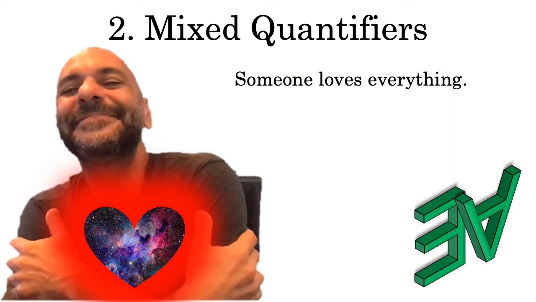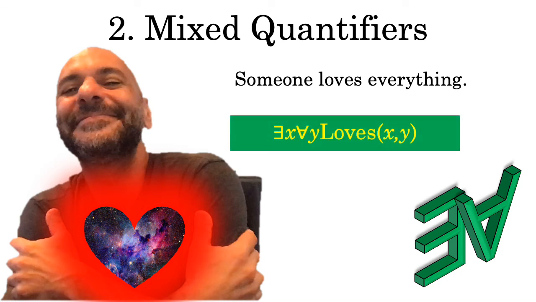Now let's look at a case where the existential quantifier is on the outside and the universal is on the inside. Here would be a very simple variation on the Dean Martin song. Instead of everybody loving someone, let's say someone loves everything. All we do here is invert the order of the quantifiers. So we say there exists at least one x such that for all y, x loves y.